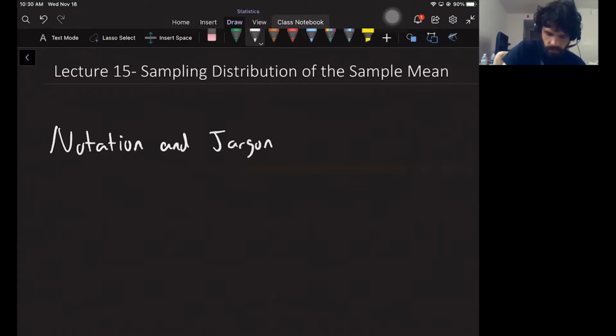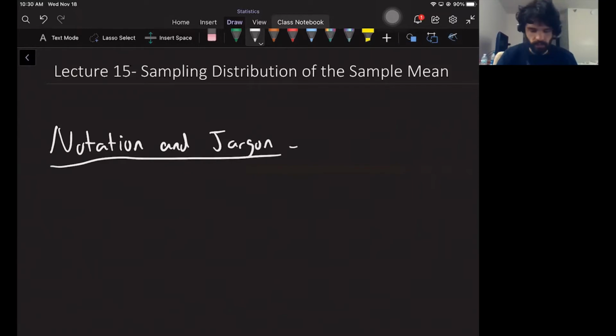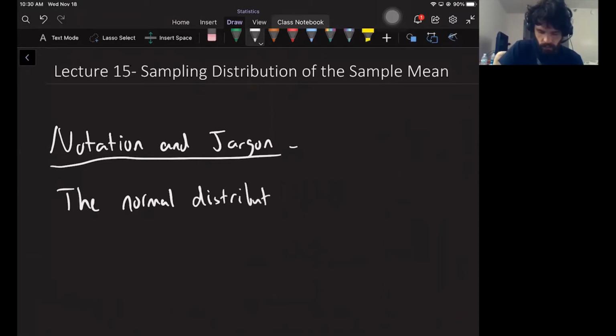So we're going to start off with some notation and some jargon, so very fancy things that math people like to use to make things seem extra confusing. But it's just related to what we did last time. So the normal distribution that we found last time, remember how we did that?